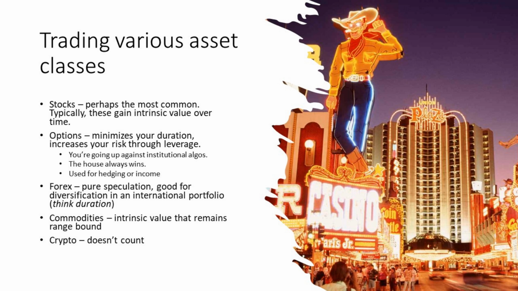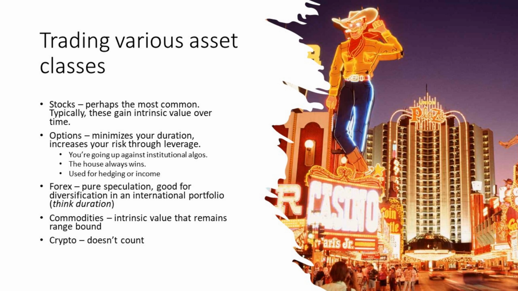Then you have forex. This is pure speculation. So we hold forex just for some diversification effects in an international portfolio. Again, thinking about duration there. Commodities, these usually have an intrinsic value that remains range bound. So again, lots of speculation. Crypto doesn't count. We don't even talk about junk like that.